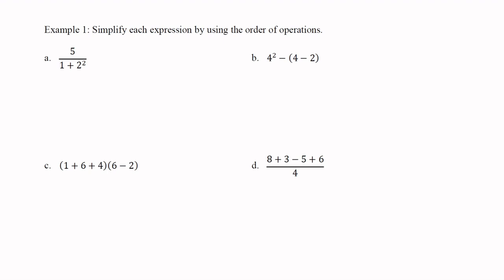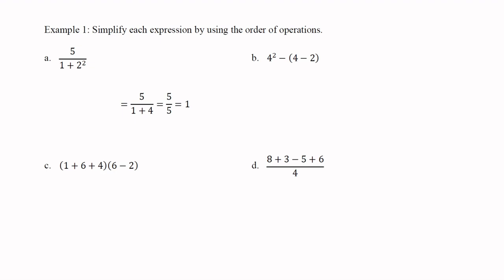Starting with A here, we know we want to perform the top and the bottom of the fraction independently, okay? So we're going to start with the bottom here. First thing we're going to do in the bottom is take our power, because powers come next. So 2 squared is going to give us 4, and then we're going to add. So 1 plus 4 is equal to 5. Then finally, we will perform our multiplication and division. So here we just have a division problem. 5 divided by 5 equals 1.